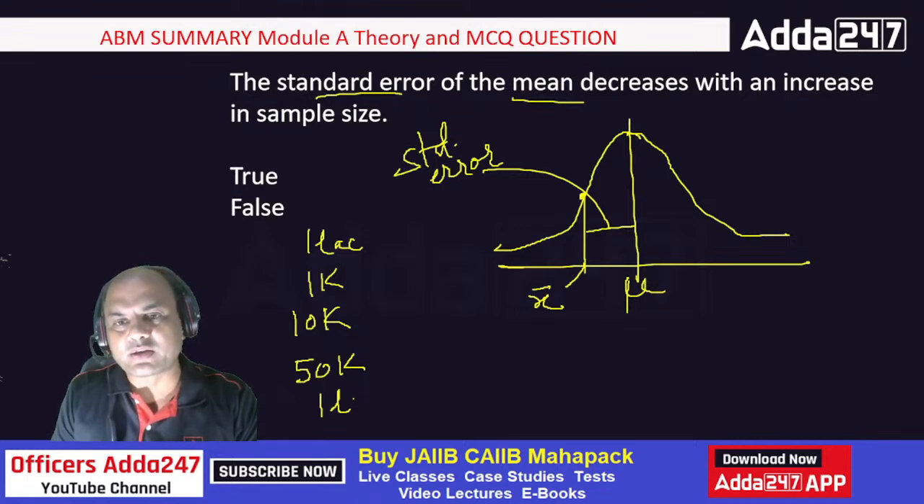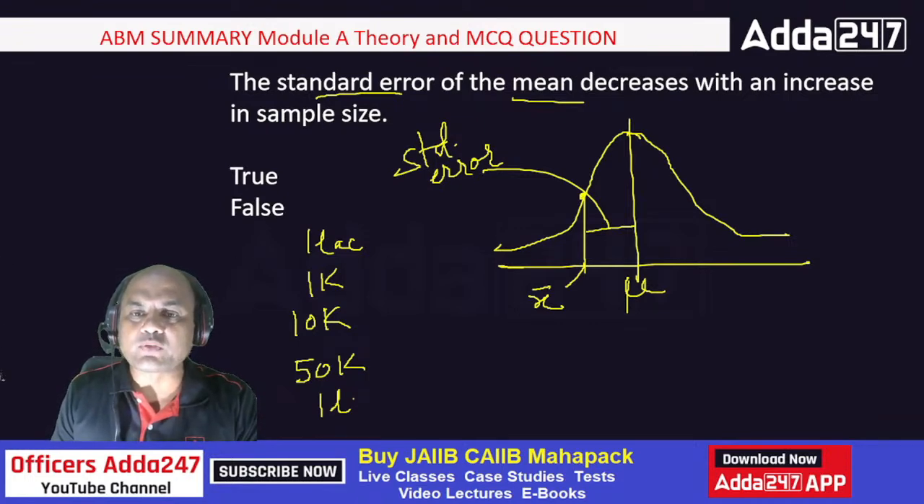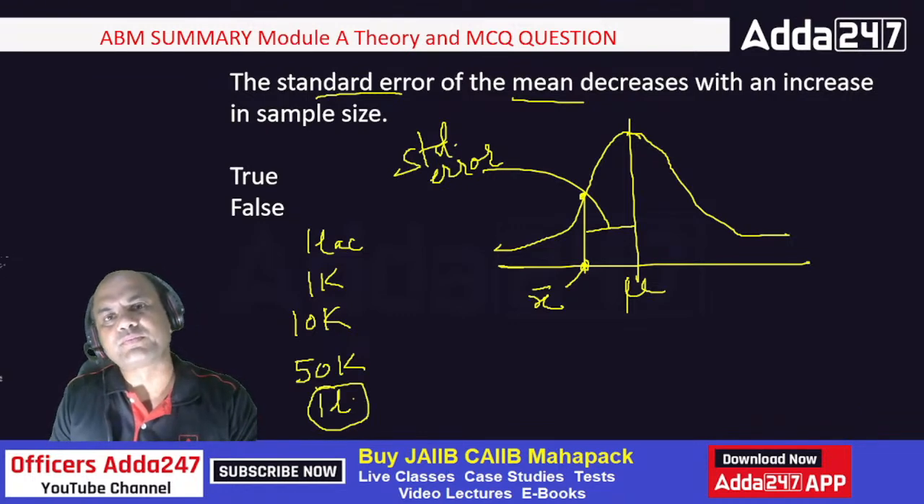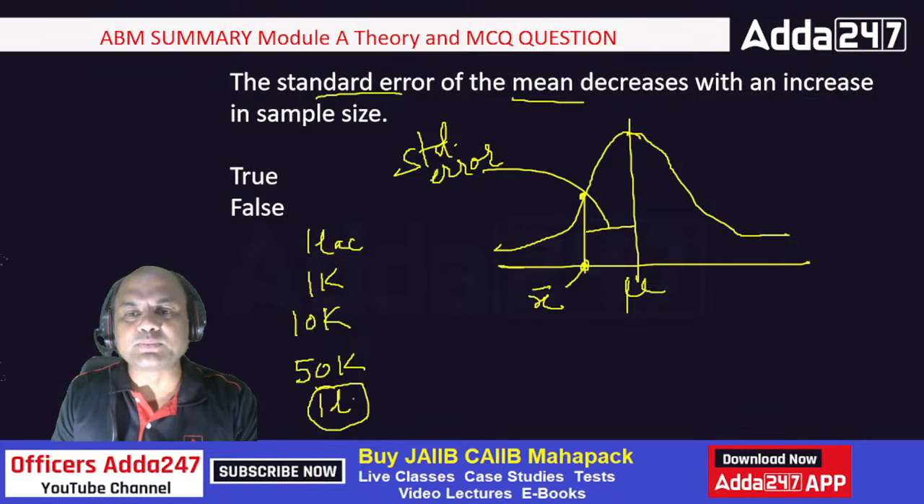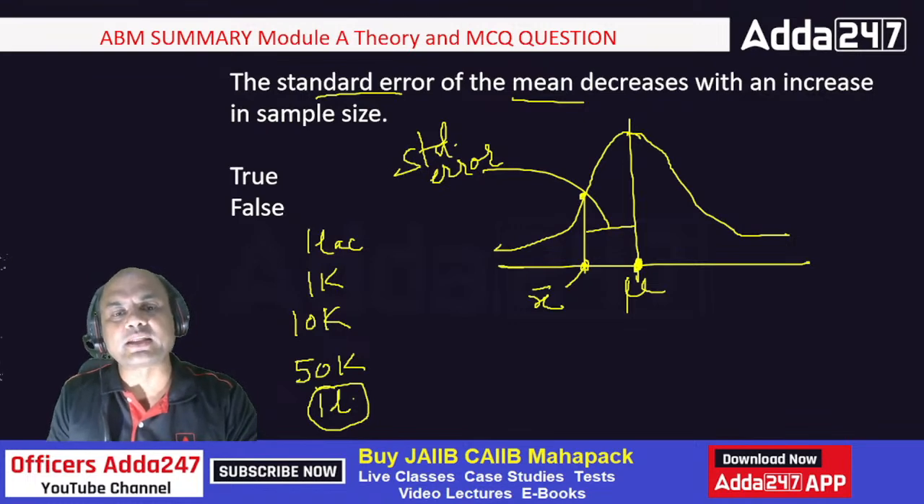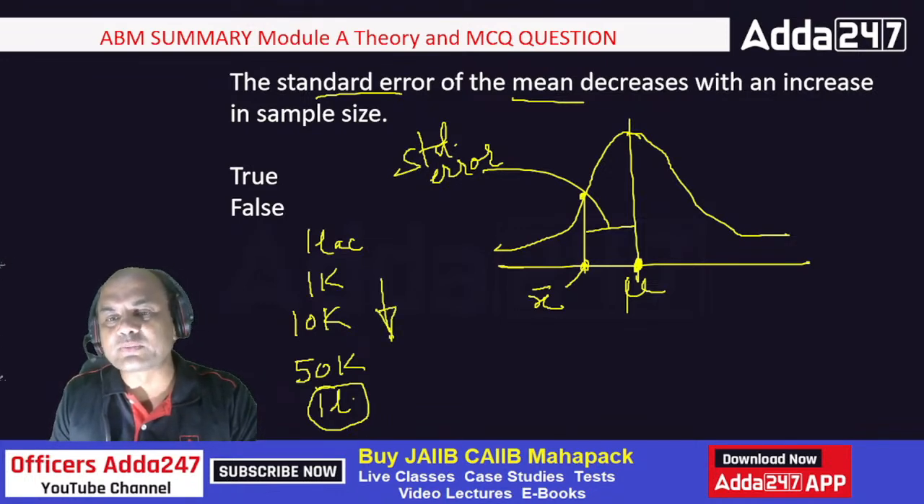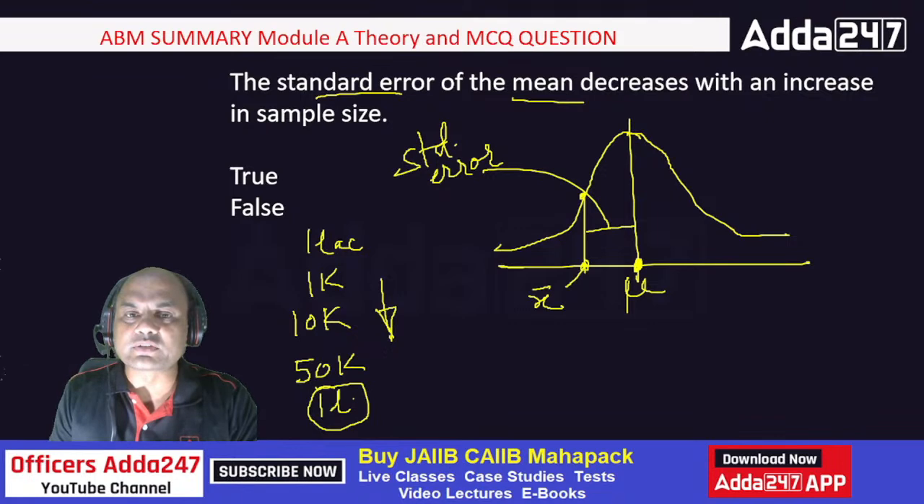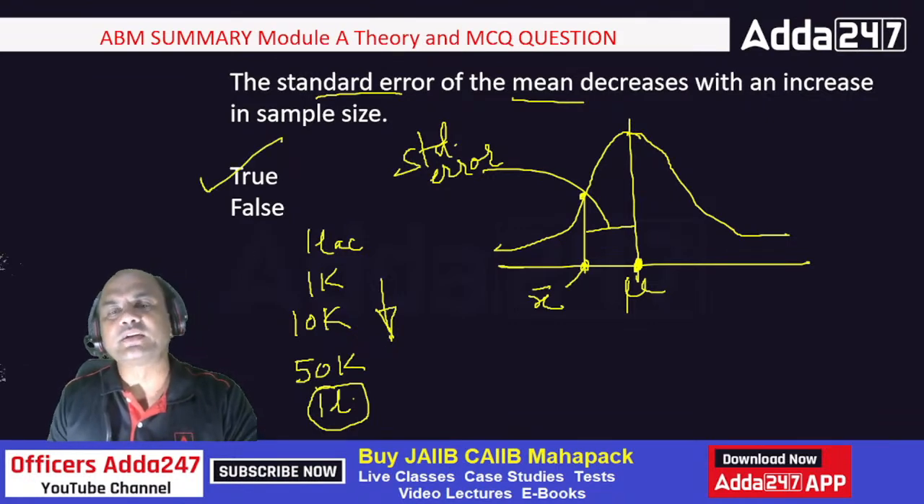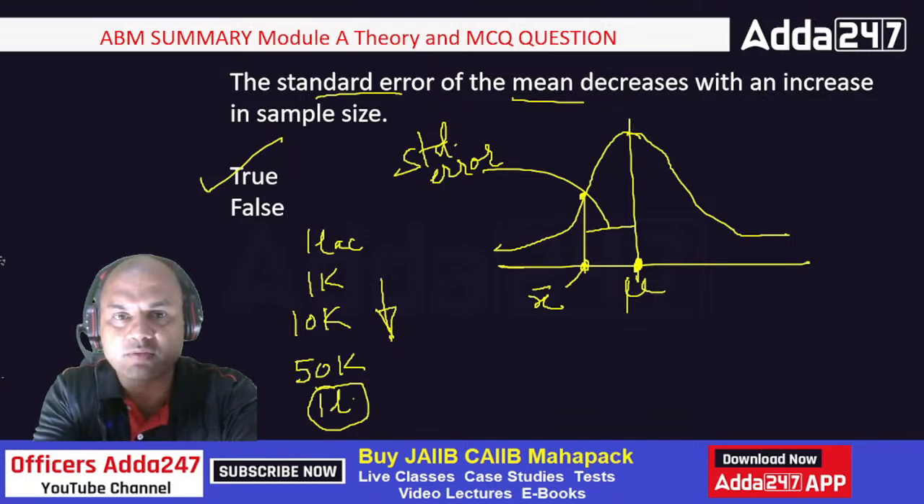See this x bar over here for 1000 is at this point. Suppose I take the complete 1 lakh. So where will this x bar move? It will move towards mu. It will touch mu. So x bar will be equal to mu if I take the sample of 1 lakh. As I go on increasing the sample size, the x bar starts moving towards the population mean. So this standard error will go on decreasing. So the answer is true. Got it, everyone?